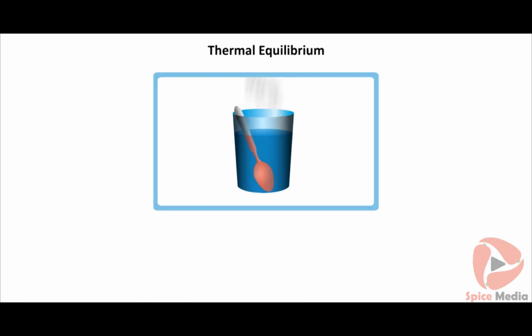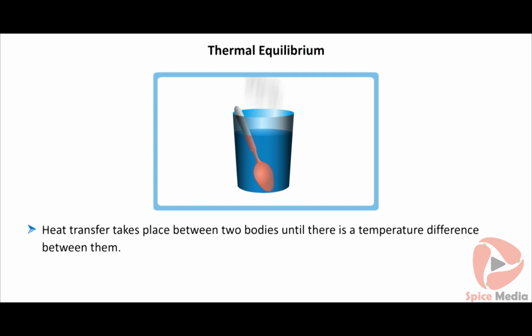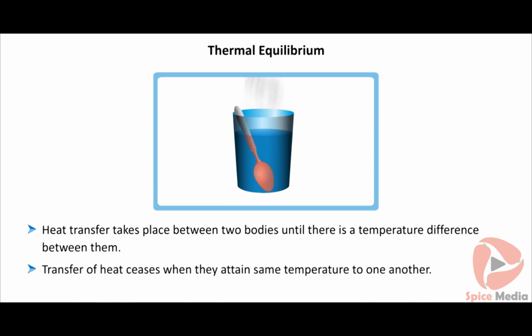Now, let us discuss an example for heat transfer. Take a cup of hot water. Insert a metal spoon in it. After a few minutes, if you touch the spoon and the water, you can observe that the water and spoon are at the same temperature. Heat transfer takes place between these two bodies as long as there is a temperature difference between them. Transfer of heat ceases when they attain the same temperature. This state is known as thermal equilibrium.